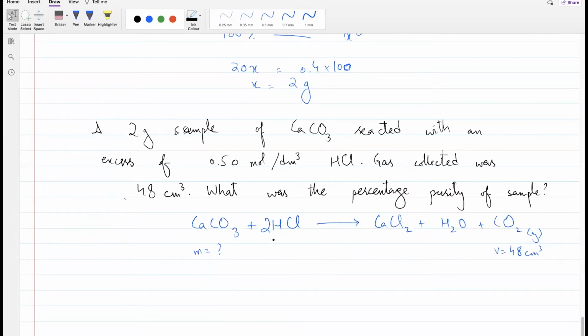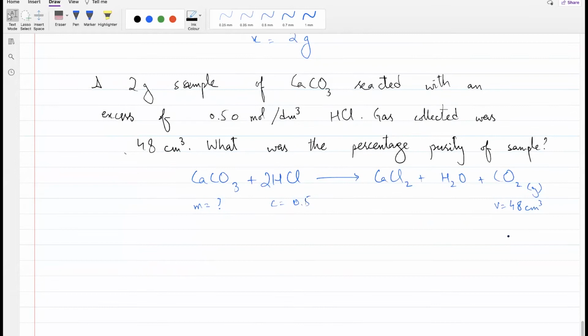By the way, we already have the concentration of this, but as it turns out, it's quite useless. We don't really need it. We don't need to know the concentration of HCl because we are just comparing calcium carbonate to carbon dioxide. So that gave us extra information. This information overload does happen and you have to be careful to just discard extra information. Okay, so let's compare this.